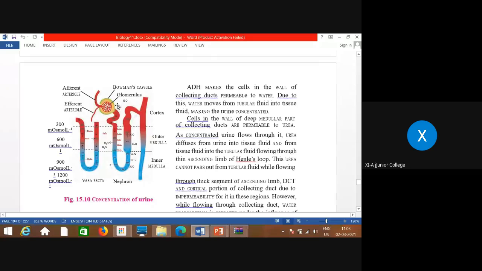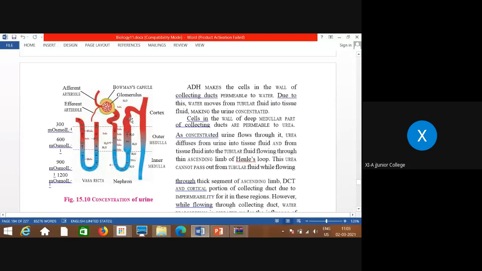As I told you while explaining this part, this descending part is not so much coiled as compared to the PCT. And one more thing, the cells are also of short size. They do not show the microvilli, but as and when required, I told you.